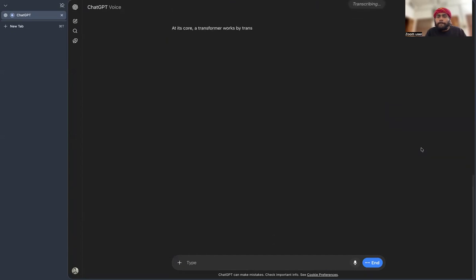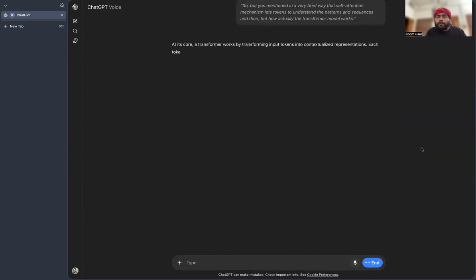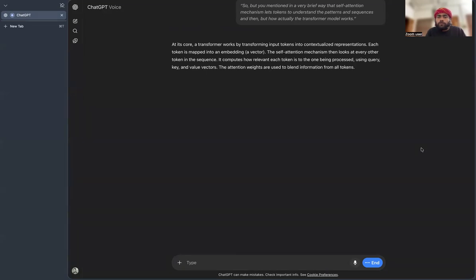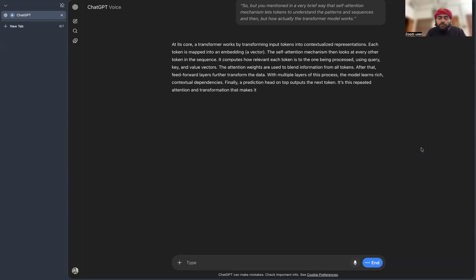At its core, a transformer works by transforming input tokens into contextualized representations. Each token is mapped into an embedding, a vector. The self-attention mechanism then looks at every other token in the sequence. It computes how relevant each token is to the one being processed, using query, key, and value vectors. The attention weights are used to blend information from all tokens. After that, feed-forward layers further transform the data. With multiple layers of this process, the model learns rich contextual dependencies. Finally, a prediction head on top outputs the next token. It's this repeated attention and transformation that makes it powerful.